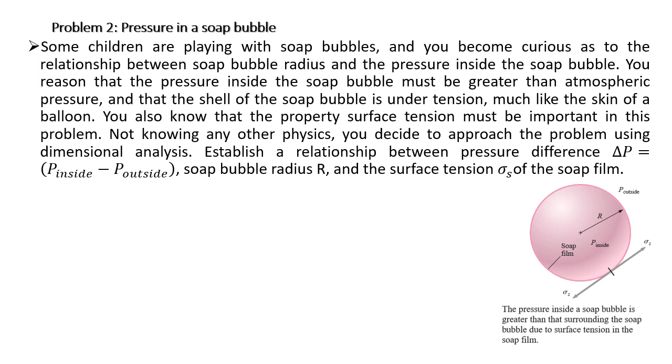In this problem there are three parameters. The pressure difference delta P inside the soap bubble depends on the radius and the surface tension. So there is one dependent variable and two independent variables. Let's look at the solution.